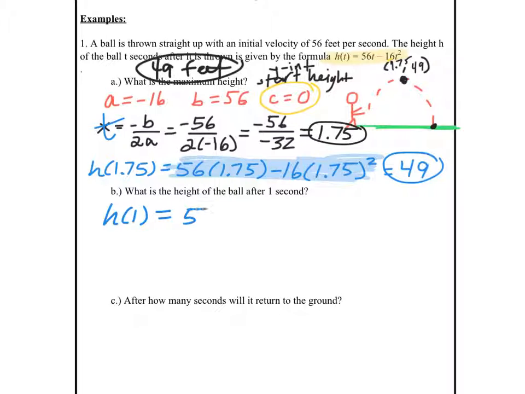So after 1 second, you have to figure out where it's at. What's the height? This one you might be able to do in your head. If you want to type it in your calculator, you can. But I know that 56 times 1 is 56, and then 1 squared times negative 16 is negative 16. What is the height after 1 second? 40 feet.